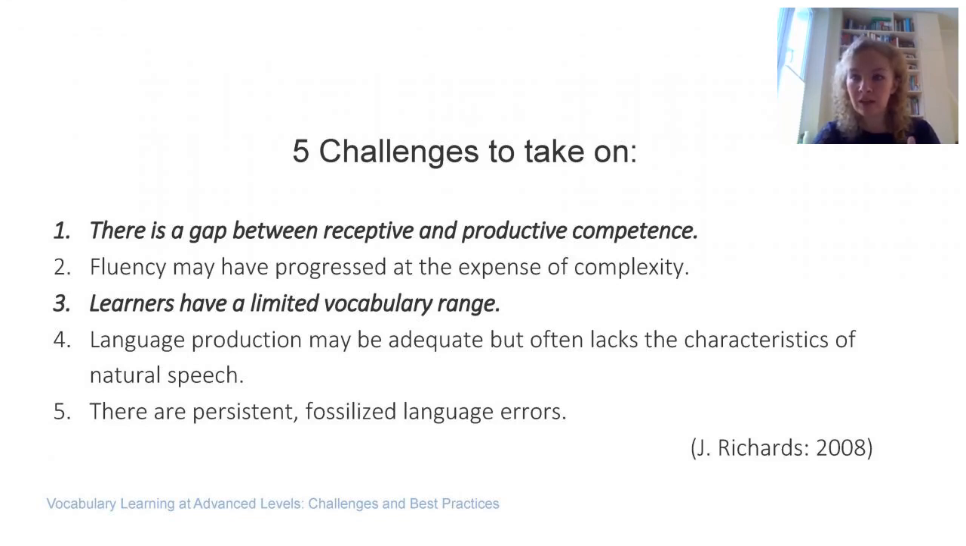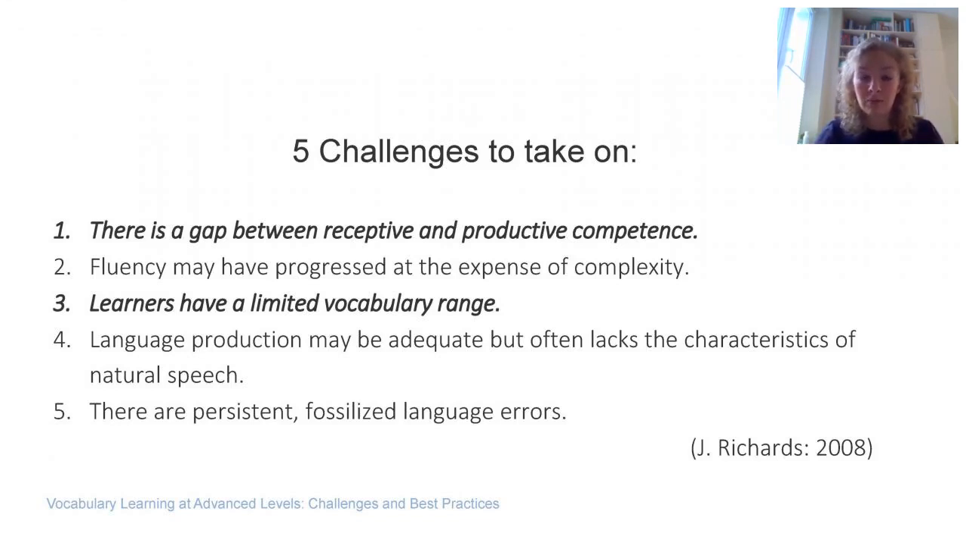Or, for example, we Russian speakers very often say variant instead of option. I have a lot of variants here. Instead of, I have a lot of options here. And so these are the kinds of things that you should have learned a long time ago, and you kind of learned them, but it doesn't stick. So this is a fossilized error. Right.